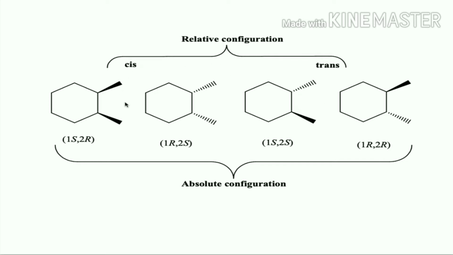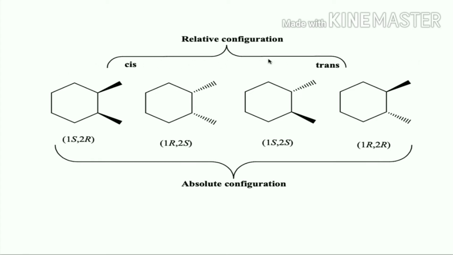Okay, so here the two methyl groups are on the same side, meaning above. Here the two methyl groups are below. So these two are called cis, meaning they are on the same side. There are two other isomers where the methyl groups are opposite to each other, and they are trans. So this is relative configuration.